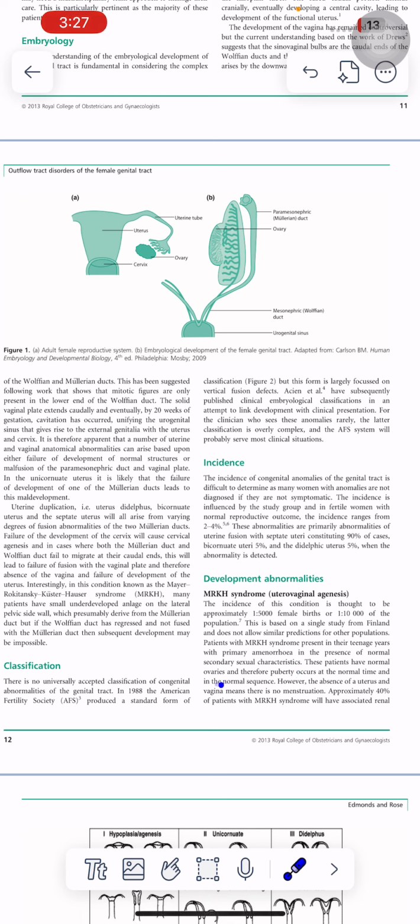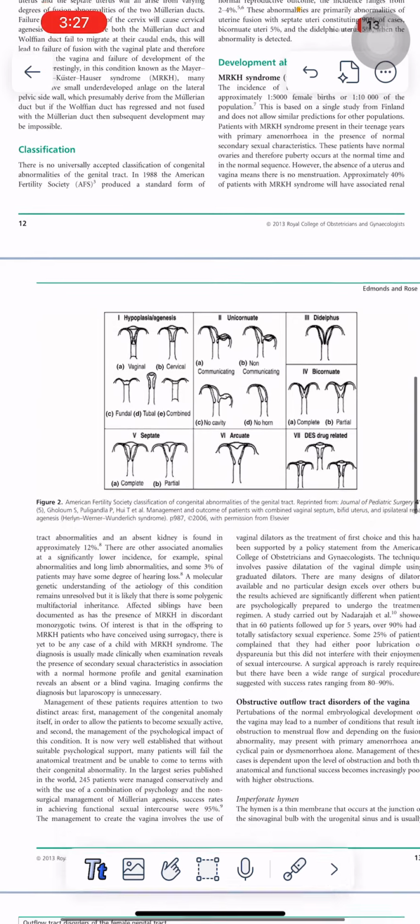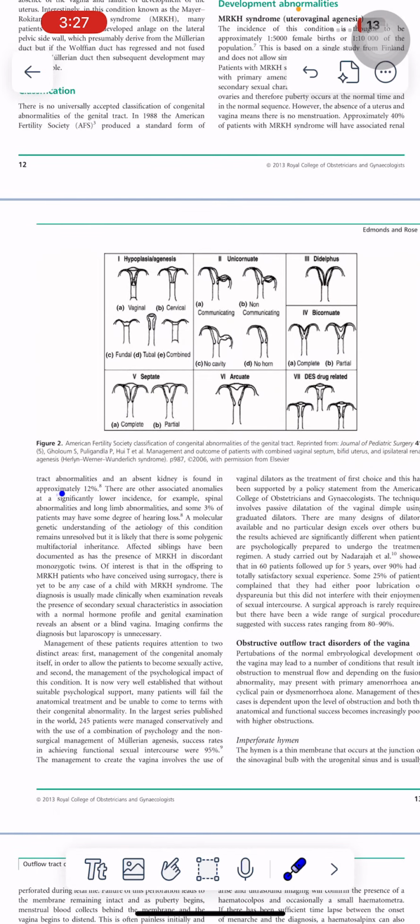These patients have normal ovaries, and therefore puberty occurs at the normal time and in the normal sequence. However, the absence of the uterus and vagina means that there will be no menstruation. Approximately 40% of patients with Mrkh will have associated renal abnormalities, and an absent kidney is found in 12%, as already discussed in primary amenorrhea. There are also associated anomalies at a significantly lower incidence, for example spinal abnormalities and lower limb abnormalities, and 3% of patients may have some degree of hearing loss. So you have to discuss this with the patient.